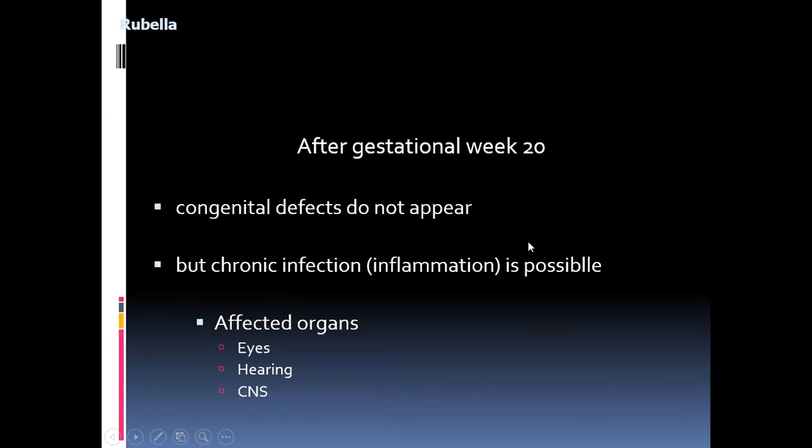After gestational week 20, some congenital defects and abnormalities can develop, though they may not appear at first. They may appear later, or may produce no symptoms, as in chronic infection, which can produce inflammation. The organs affected by rubella infection are, first of all, the eyes, then the hearing, and then the CNS, the brain. These are the most commonly affected organs in the viral infection.